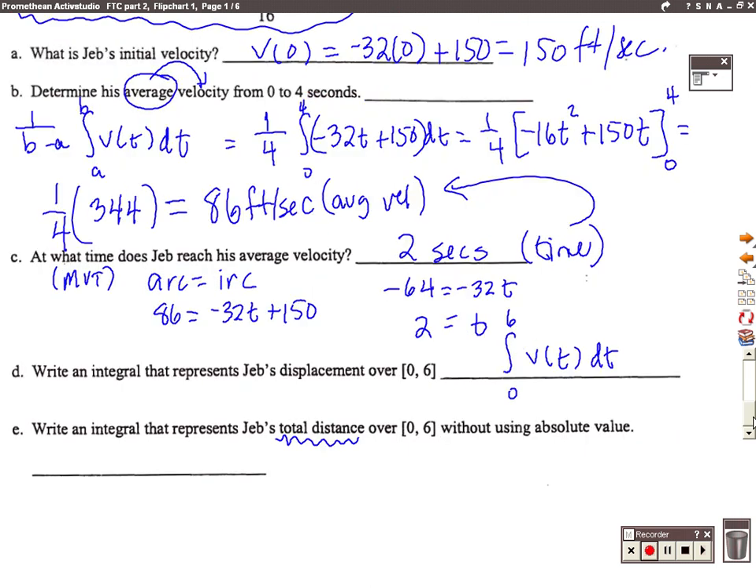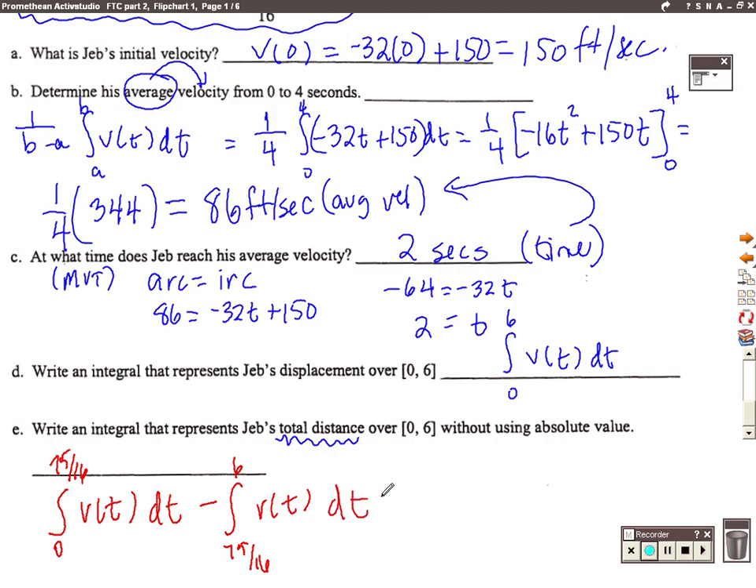So we're going to have the integral from 0 to 75/16 of v of t. Remember, that area was positive, and we need to force the next region of area to be positive, so we're going to negate, or minus, the integral from 75/16 to 6 of the velocity dt, and that would represent the total distance traveled over that period of time. And you can go back and look at and think about that more if you need to.